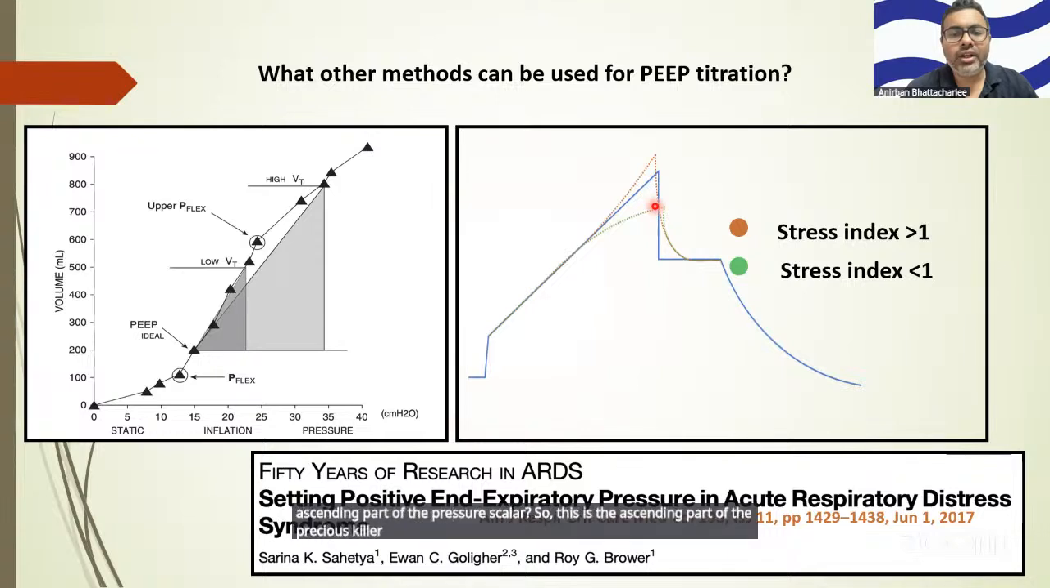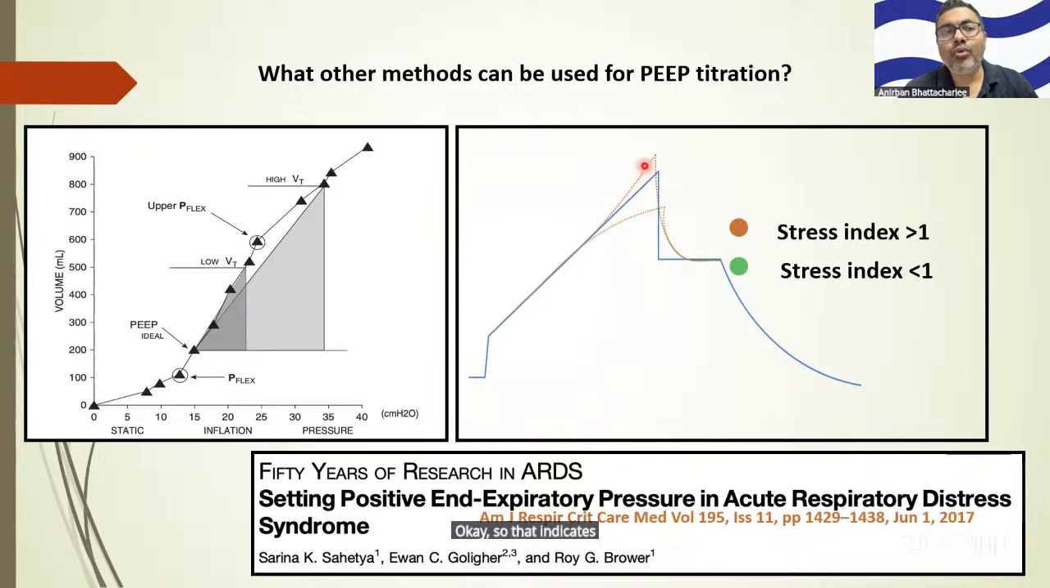So there are 3 scenarios. One is that it is completely straight, right? So that is stress index of 1. But if there is an upward concavity, you can see there is upward beaking, that concavity. Okay. So that indicates the stress index is more than 1. What it indicates is there are some areas of lung which are getting over distended, right?